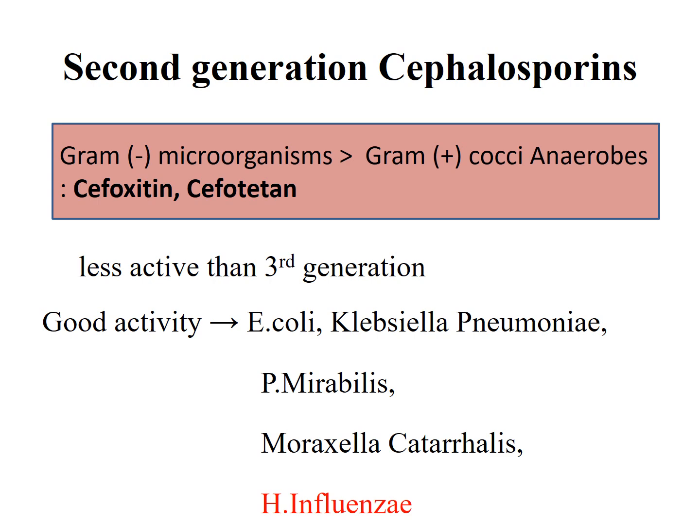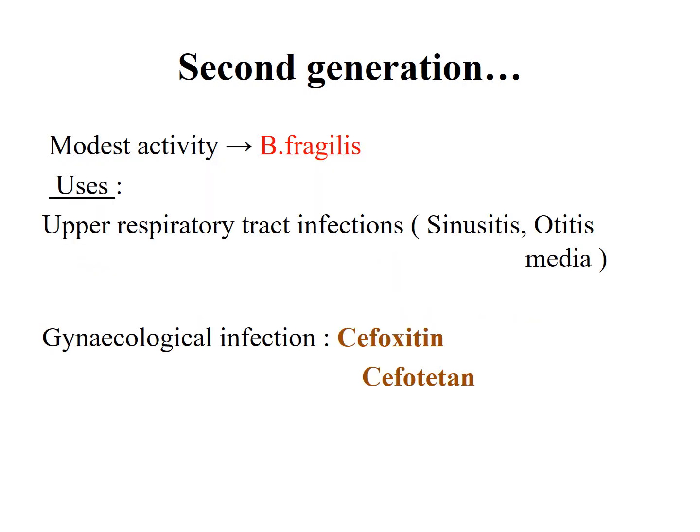These agents show good activity against E. coli, Klebsiella pneumoniae, Proteus mirabilis, Moraxella catarrhalis as well as Haemophilus influenzae. And against Bacteroides fragilis, they have moderate activity. And the second generation compounds are effective for the management of upper respiratory tract infections like sinusitis or otitis media, and cefoxitin or cefotetan are effective in gynecological infections.